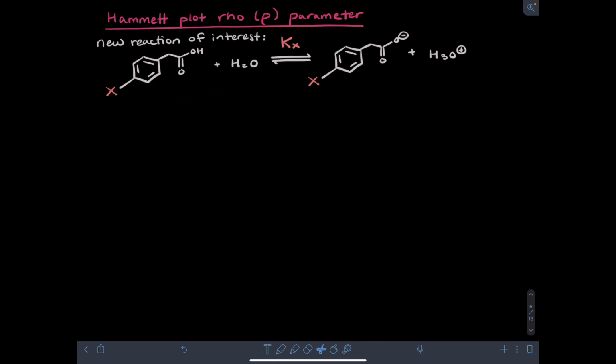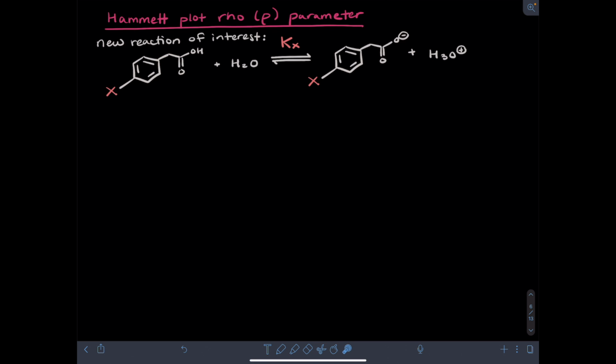So far I've just been talking about the equilibrium for benzoic acid and its substituted derivatives itself, but we can use this benchmark reaction to compare other equilibria too. For example, let's consider a closely related derivative. The only difference here is that I have a CH2 group between the carboxylic acid and the aromatic ring.